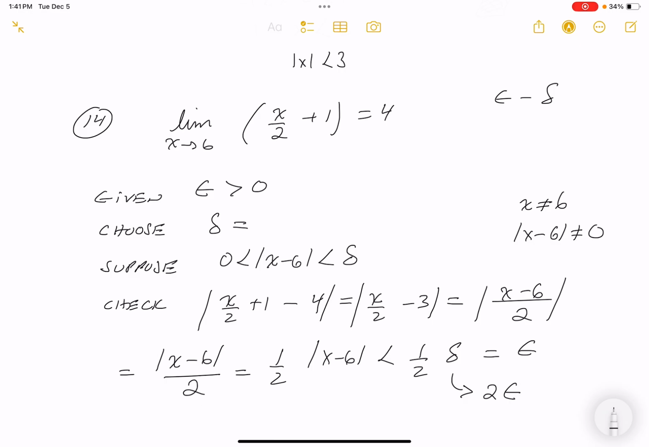Let's write that down. And I'll write over here, 2 epsilon. Again, I want to point out this is positive because epsilon is greater than 0. Maybe I should just state that. All right, we're done. QED. This was a nice, simple problem.